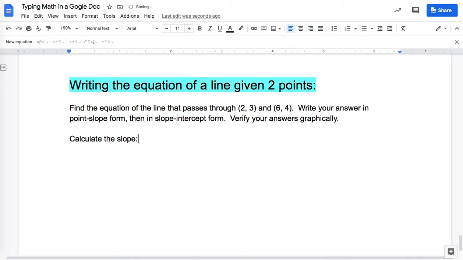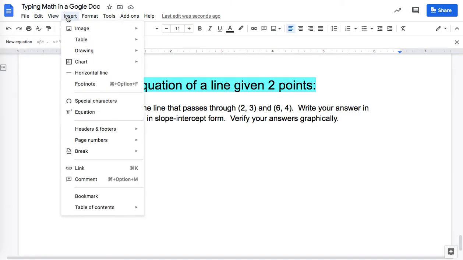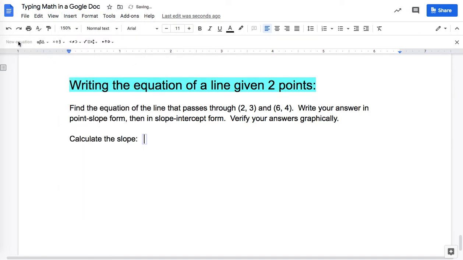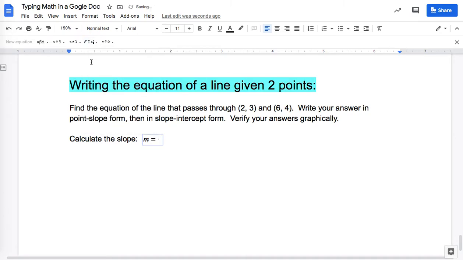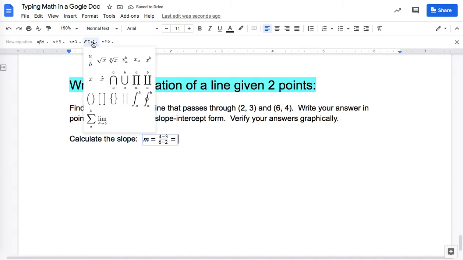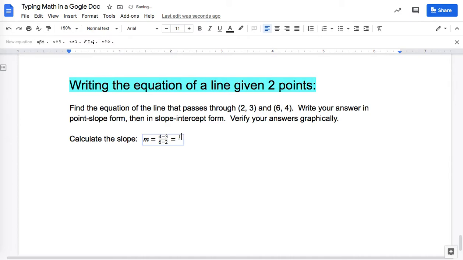Okay, so when I calculate the slope, I'm going to grab up here my new equation. The reason why this exists up here is because I already went to insert equation. When you do that frequently, that new equation is going to pop up, and I want a new equation here. So I know my slope equals a fraction, y sub 2 minus y sub 1, 4 minus 3 over, right arrow to get into the denominator, 6 minus 2. And when we simplify that fraction, grab your fraction up here in the math operations, it's going to be 1 over 4. So our slope is 1/4.